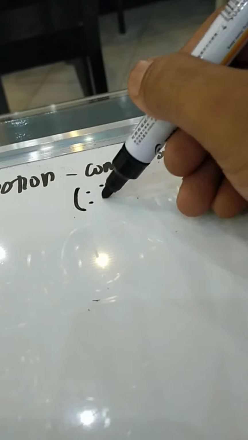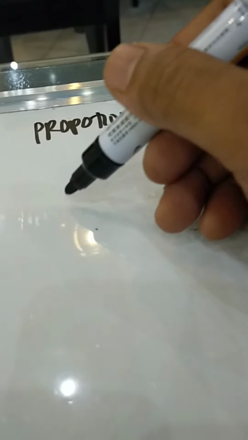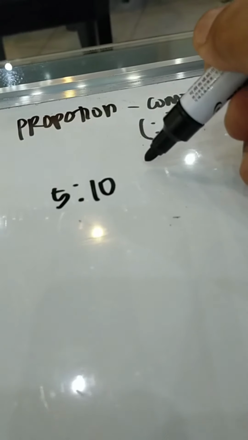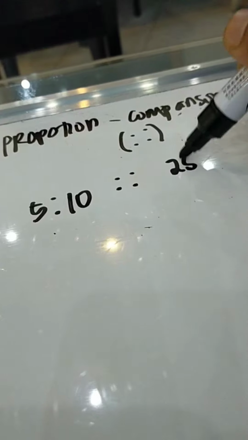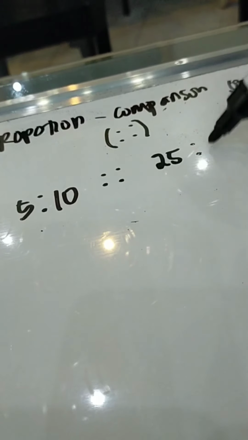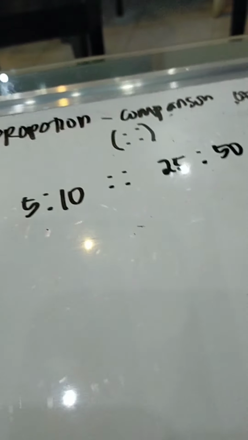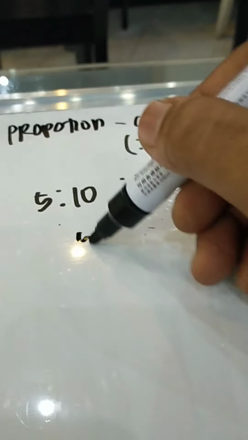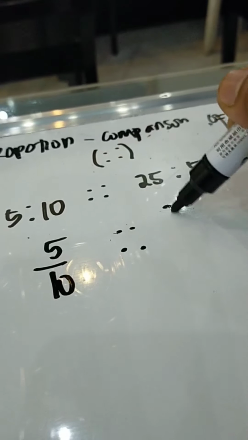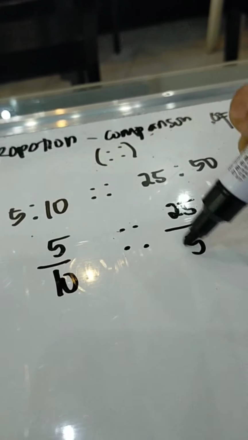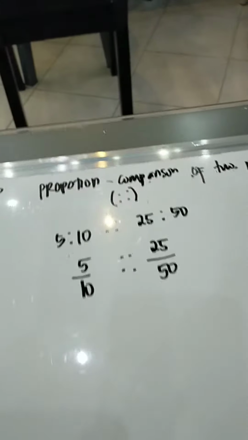Okay? And we use the symbol, how do we call this? Can we call it quadro dot? Because we have double dot there, and then we have quadro dot. So we can write this as 5:10 as to 25:50. Okay? So pwede din siyang isulat na 5/10 proportion to 25/50.